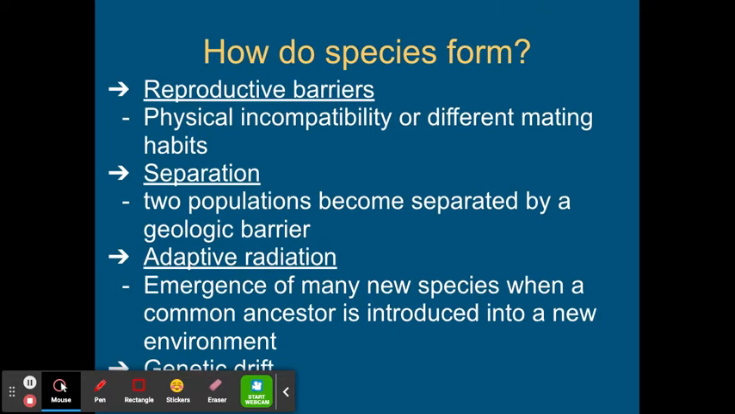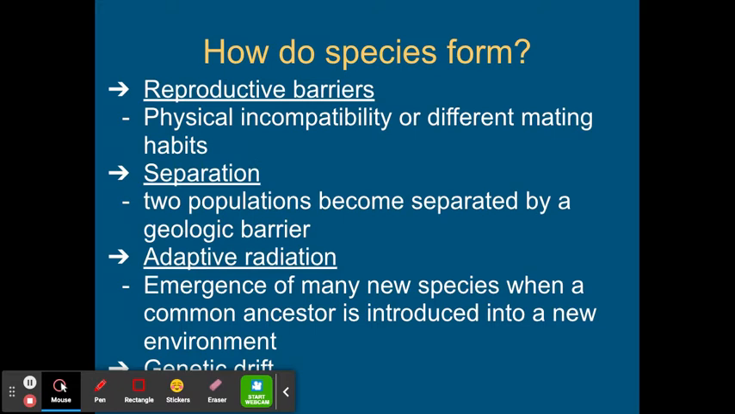So, how do species form? There are 4 different ways that species can form. The first one is through reproductive barriers. What this means is that they're either physically not capable of breeding or they have different mating habits. If you think about spawning fish, different species of fish are going to spawn at different times based on the temperature of the water, so they're not all spawning at the same time. So that's kind of an idea of what a reproductive barrier would be.